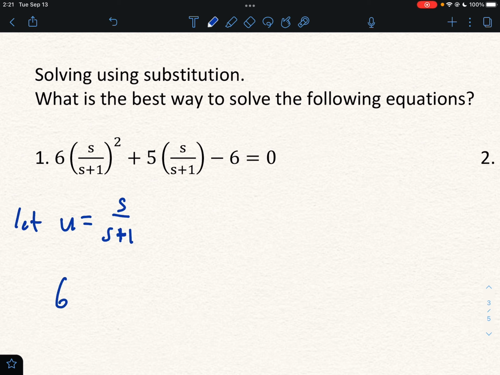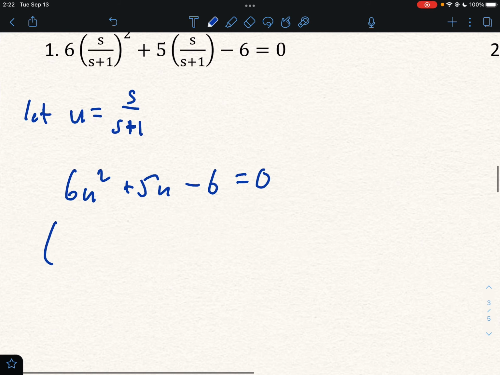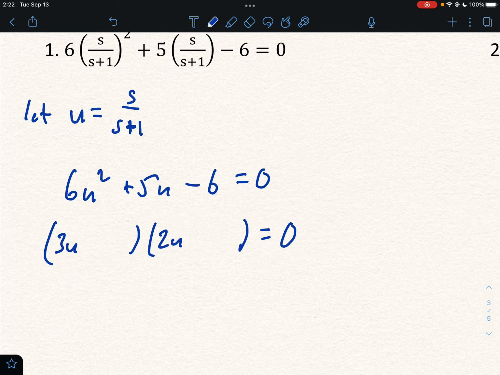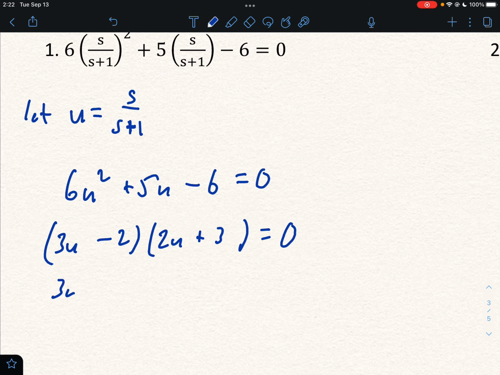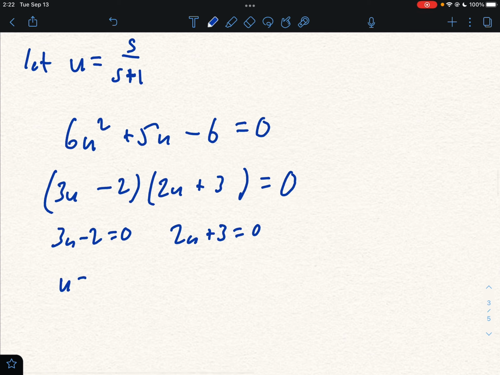Now I'm going to rewrite my equation as 6u squared plus 5u minus 6 equals 0. All right, now I'm going to factor this. You can use any method you would like to do this, so I'm going to employ some guess and check here. So that would give me 9 and 4, which is 5. So we have positive 9 minus 4, which is 5. So that means 3u minus 2 equals 0, or 2u plus 3 equals 0. So u equals 2/3, or u equals -3/2.